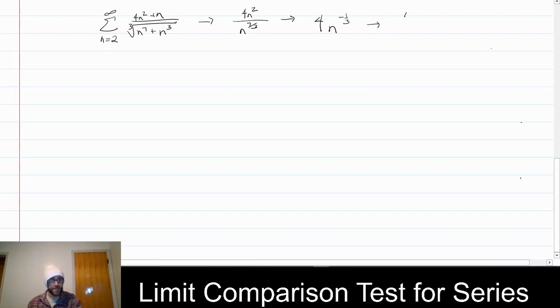And we can rewrite this as 4 over n to the 1 third. And we can factor that out if you look at the series. So 4 over n to the 1 third. We can pull that 4 out, and this is just the sum of 1 over n to the 1 third. And now we can just use the p-series test, right? We use the p-series test. 1 third is less than 1, so it's going to diverge.